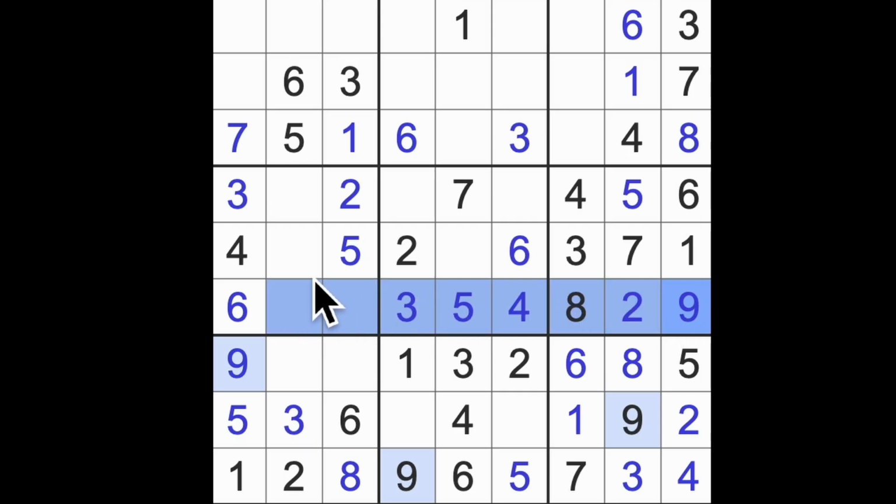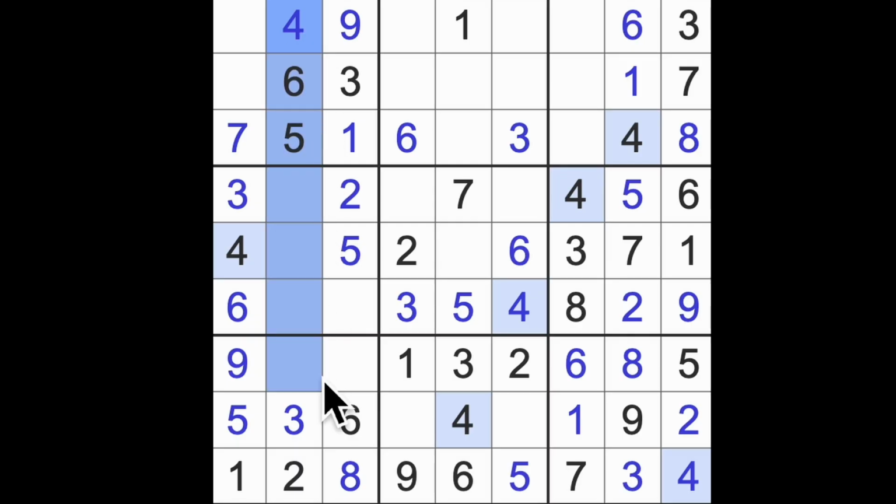9 blocks across here, so we know that 9 is in one of these two squares blocking up. 9 blocking up here, there's our 9, and 4 blocking up here will give us our 4 in that square. 4 blocking down here, there we go, there's the 4, there's the 7. 7 blocking up here puts 7 into that square.